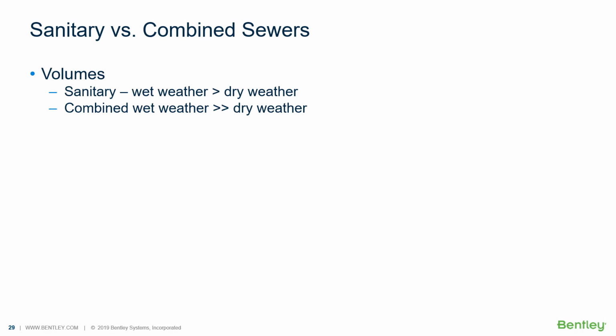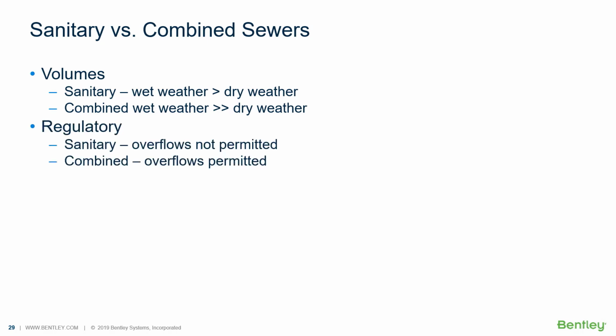Okay, so in terms of volumes, in sanitary systems, the wet weather flow is more than the dry weather flow, but not hugely different unless you've got a bad system. While in combined systems, of course, the wet weather flow is hugely larger than dry weather flow. And in stormwater, of course, it's infinitely larger.